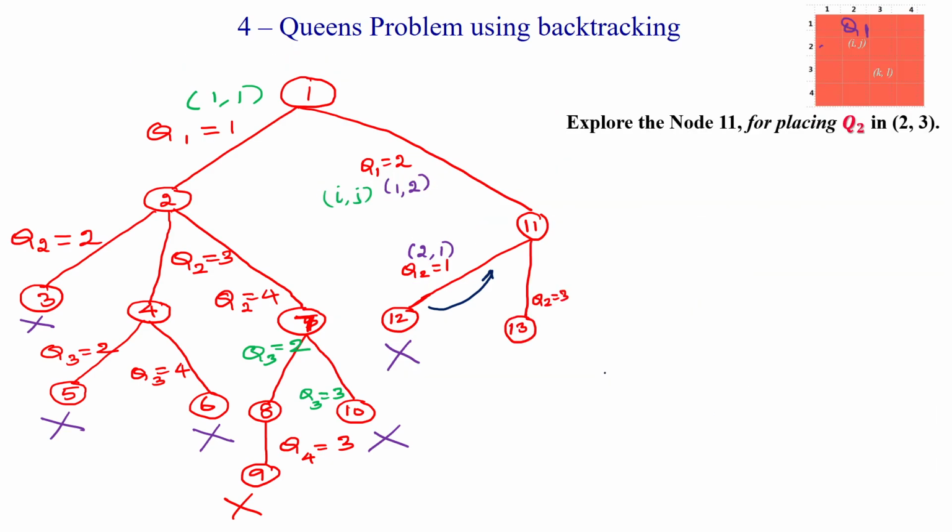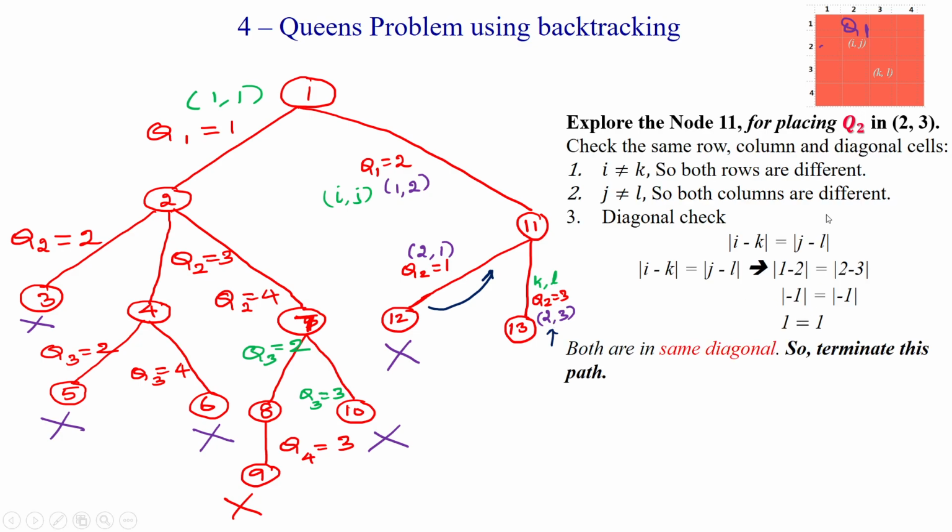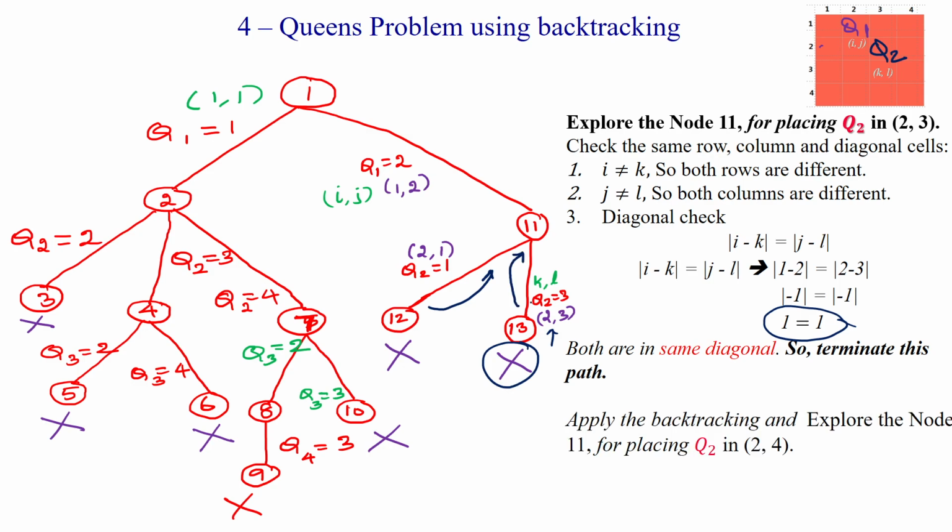When you are checking that, for the third column, right, so the index values we are checking, it is in a different row and a different column, and we check the diagonal position. So here queen 2 is placed at 2 comma 3, this position. So structure wise it is diagonal, calculation wise also it is showing diagonal. So terminating this path, it is also an invalid path. Then apply the backtracking again. So explore the node for another option.